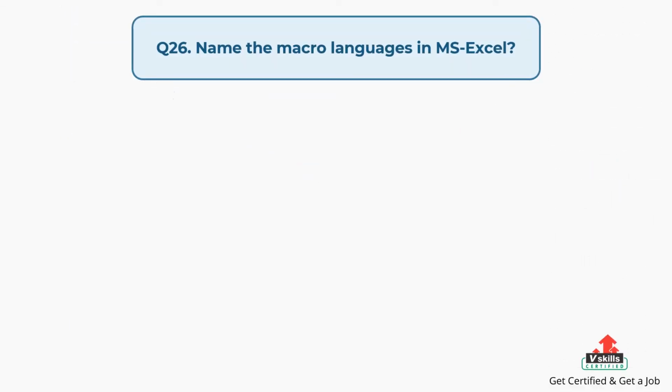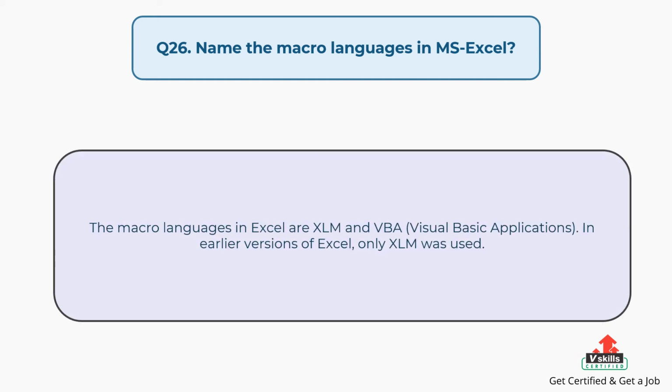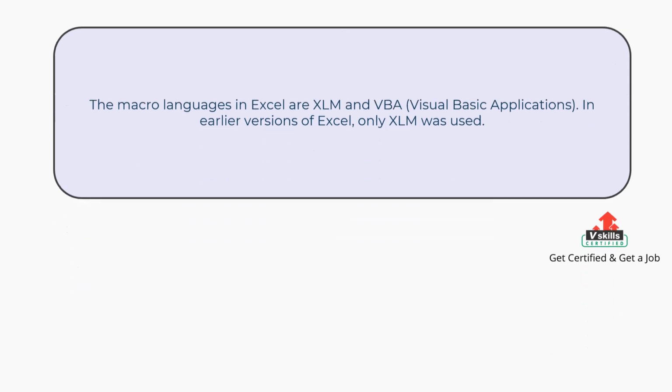Question number 26. Name the macro languages in MS Excel. The answer is: the macro languages in Excel are XLM and VBA, Visual Basic for Applications. In earlier versions of Excel, only XLM was used.